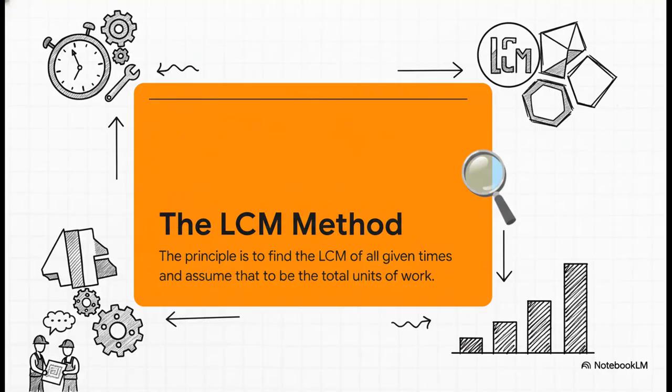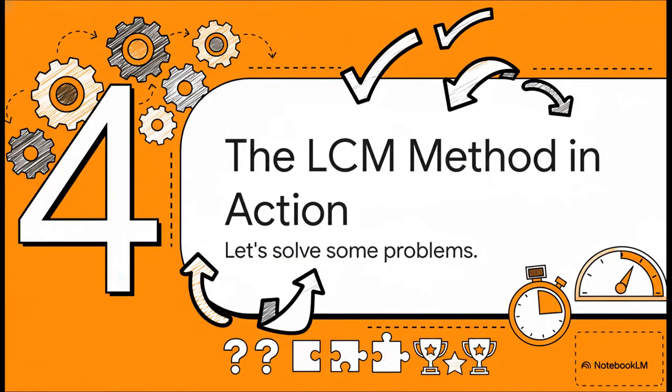So here's the secret sauce. The whole idea is that instead of calling the job 1, we just make up a better number. We pick a convenient number of units for the total work. And what's the most convenient number? Well, it's the least common multiple, the LCM, of all the times given in the problem. And why do we do that? It's simple. It absolutely guarantees that every single work rate you calculate will be a nice, clean, whole number. No more fractions.